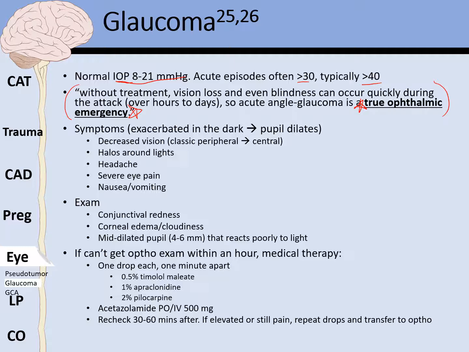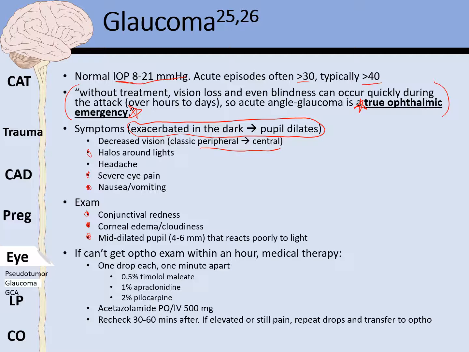Glaucoma pain is typically exacerbated by going into dark spaces because it dilates the pupil, decreasing the angle for the fluid drainage. The vision changes classically start from periphery and progress to central vision and can have halos around the lights. This pain is typically severe and associated with nausea or vomiting. The eye is usually injected with a cloudy cornea and an abnormal pupil that is mildly dilated and can have synechia, which is the iris stuck to the cornea, causing an irregularly shaped pupil.